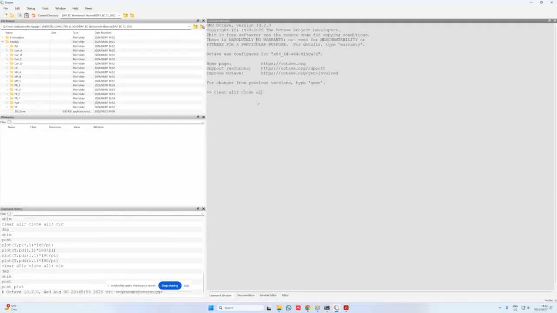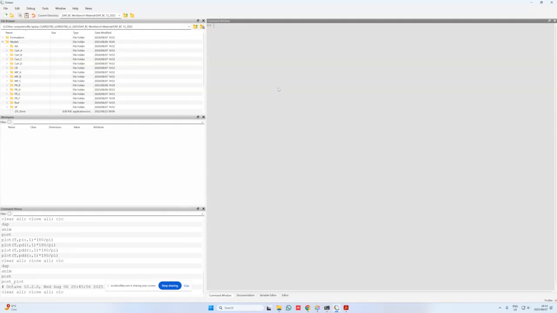Semicolon, then I can also type in close all. So close all makes sure that I don't have any graphs in the background that are still open. If there are any graphs open, it will close those graphs. And then lastly, I can say CLC. So CLC will then clear the command window, and this is the command window that I'm typing in now. So if I hit enter, then I start with a blank command window, blank workspace, and I can now run my analysis.